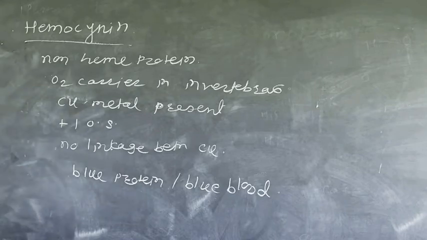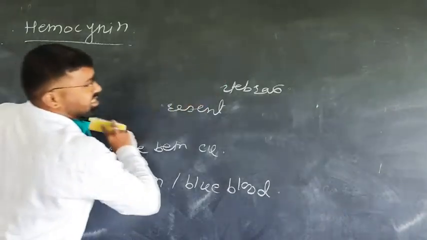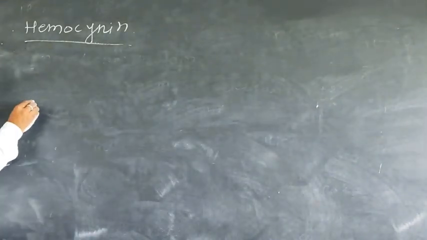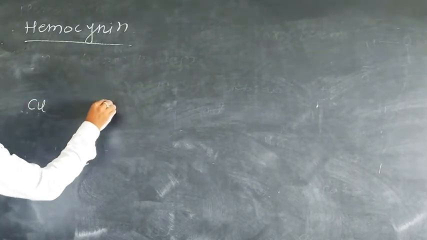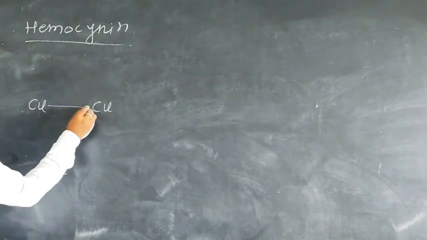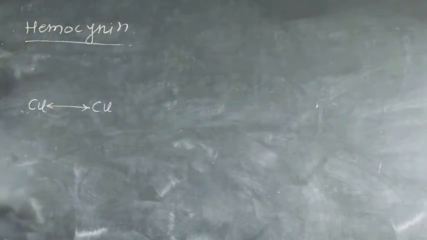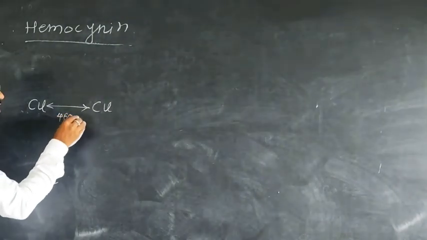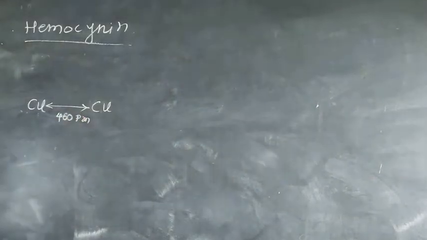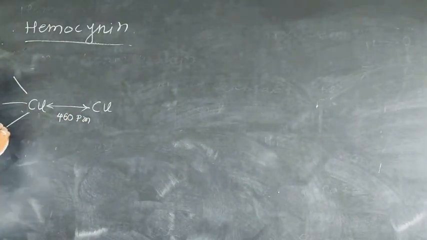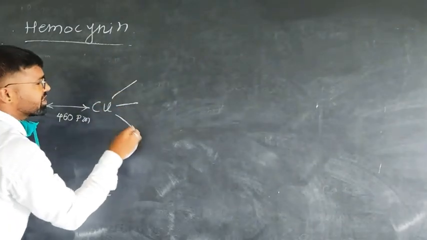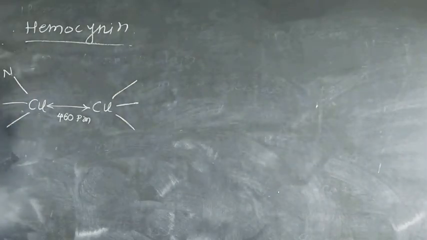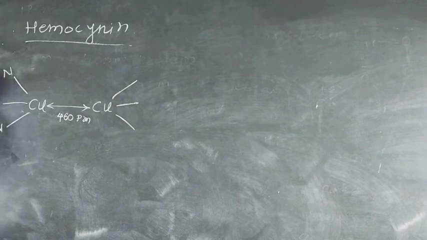Now, what is the structure of hemocyanin? As I already stated, hemocyanin contains copper atoms. There are 2 copper atoms present in the structure of hemocyanin, and there is no linkage between these copper atoms. The internuclear distance between the copper atoms in the structure of hemocyanin is about 460 picometer, right? This copper is linked with the protein part via nitrogen in histidine.